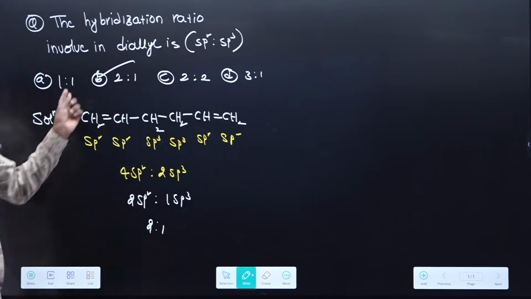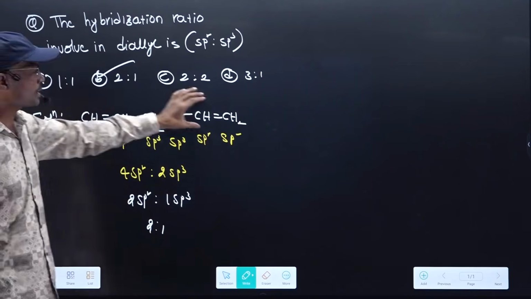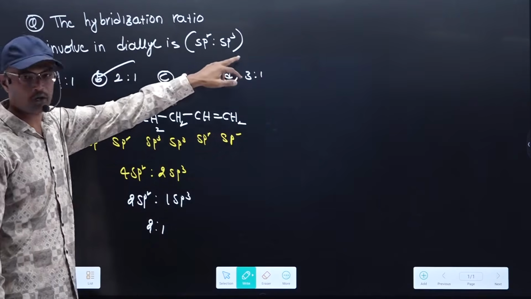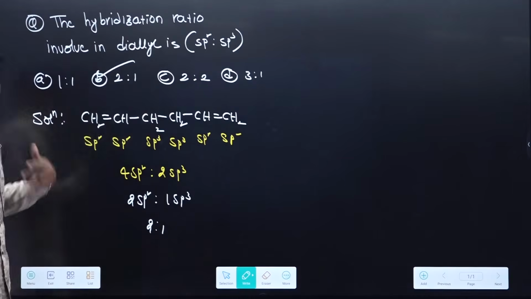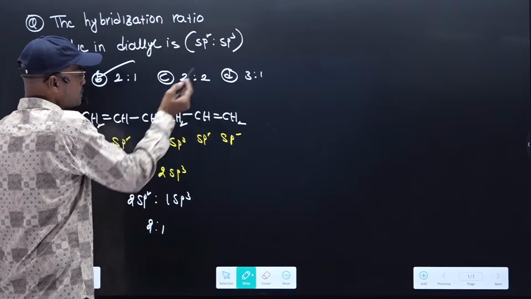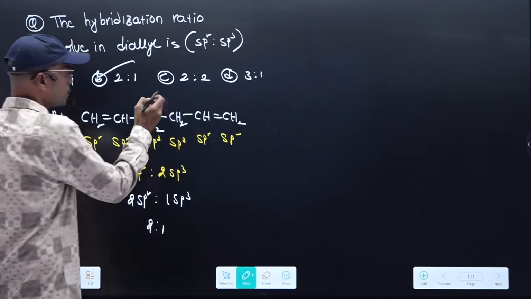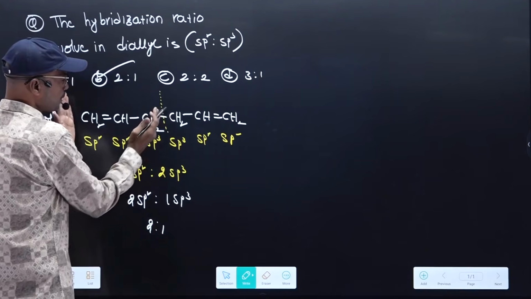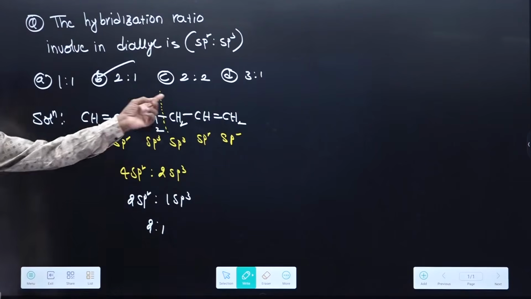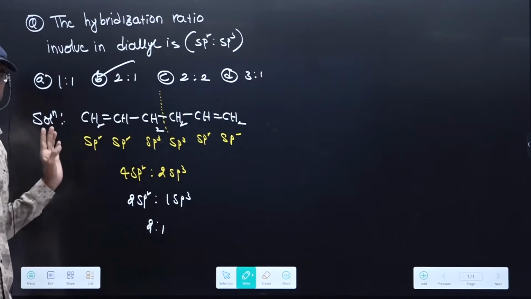Like that, hybridization ratio questions you can also expect in Part B. They will give one hydrocarbon skeleton, the common name they will give. After giving the common name, you try to identify the type of carbons and what type of hybridization is involved, either sp2 or sp3 like that. Otherwise, based on the ratio we need to find out the answer. Clear? This is called diallyl. Up to here it is called allyl. This part is allyl, and if I repeat, diallyl. How many sp2 carbons? 4. How many sp3 carbons? 2. 4:2, divide by 2, 2:1. Clear?